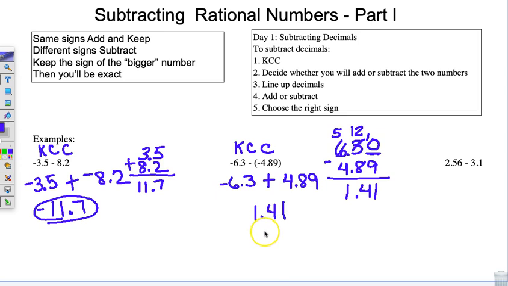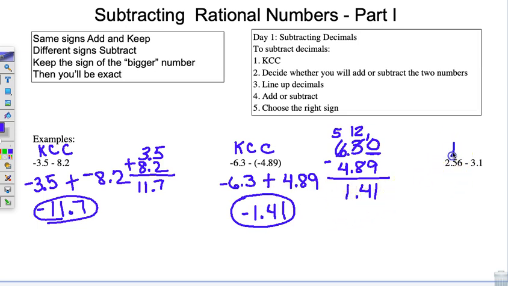However, I still need to choose the right sign, just like it says up here. Since I do have more negative than I do positive, when I compare these numbers, I know that this is going to be a negative answer. Or if you also want to decide who had the higher absolute value, we know it's the 6.3 because we put that one up on top. So the second answer is negative 1.41.